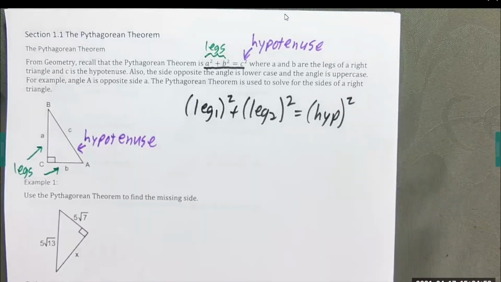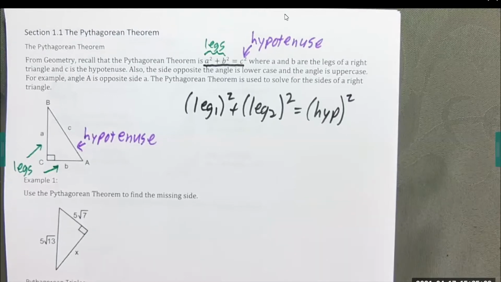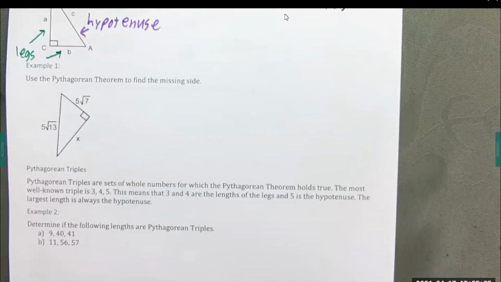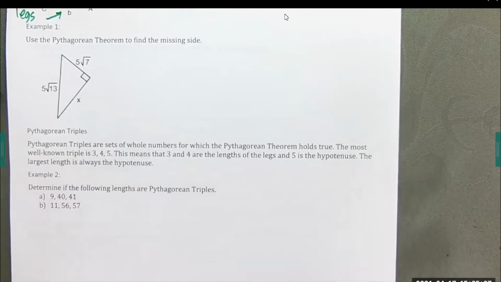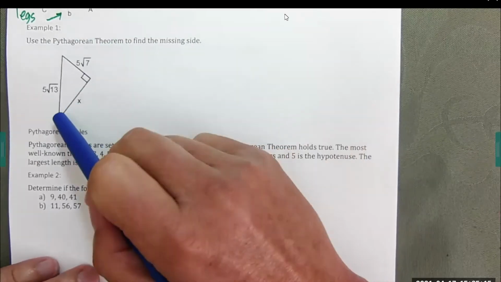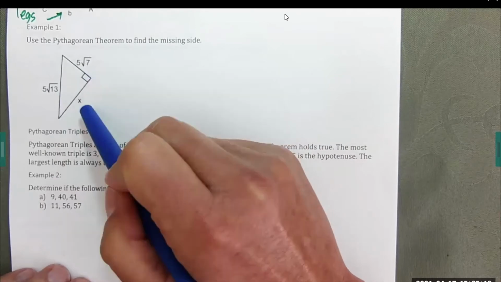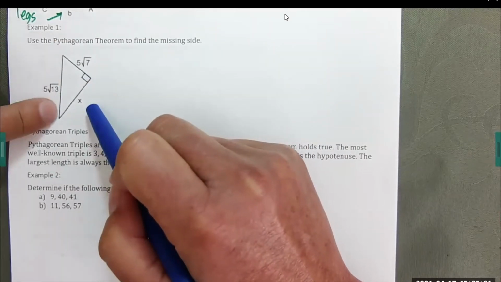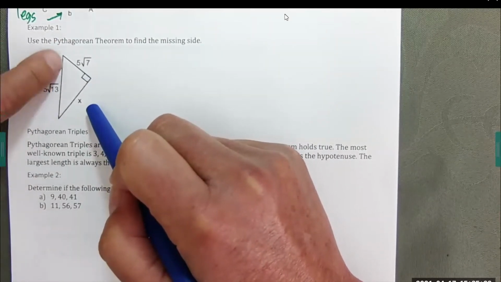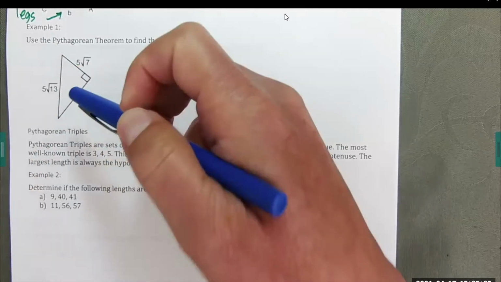And we're going to go ahead and jump into an example. We're going to use the Pythagorean theorem to find the missing side. Now, we have to determine before we do anything if the missing side is the hypotenuse or if it's a leg. And the legs always make up the right angle. There's our right angle there. So this is definitely a leg that's missing here. And our hypotenuse is always the longest side. So it's the side opposite the right angle.